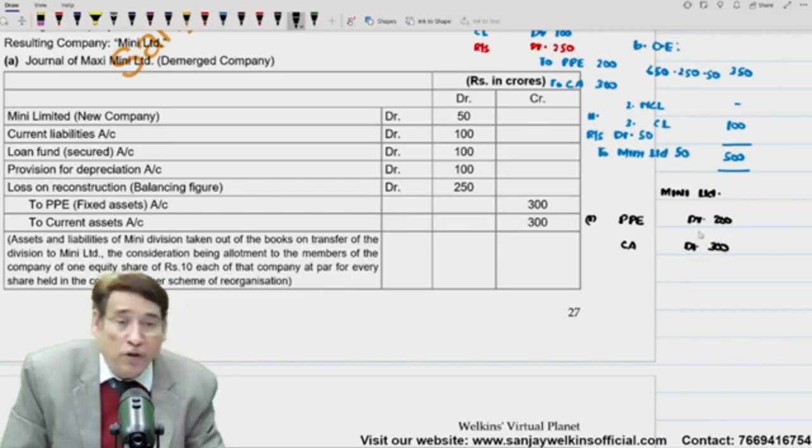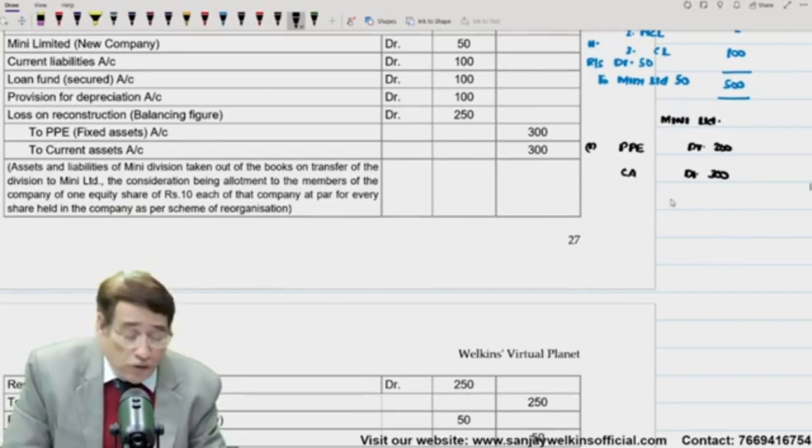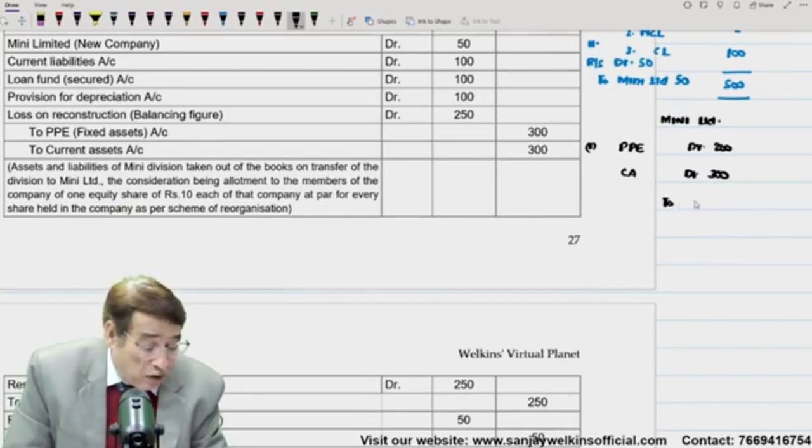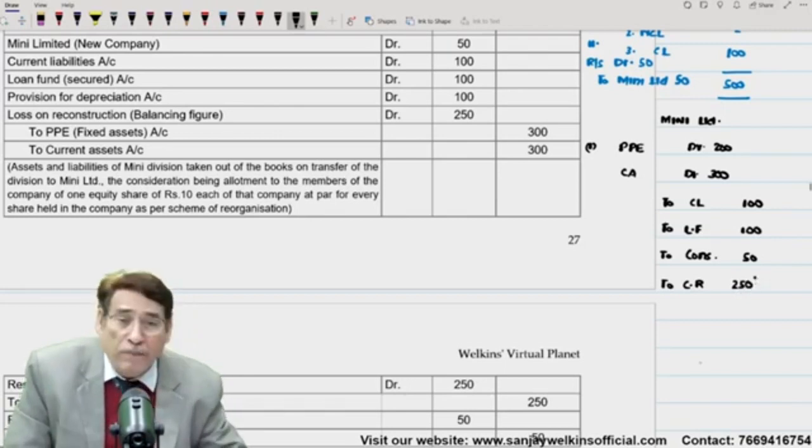Are you getting my point or not? 300 worth of current assets have also been taken over. Besides that, this entity has also taken over current liability of 100. It also took over loan funds, LF, also 100. And it will discharge the consideration to the extent of 50. In this case, there is a gain. The gain you will write to capital reserve, 250. This is your balancing figure.